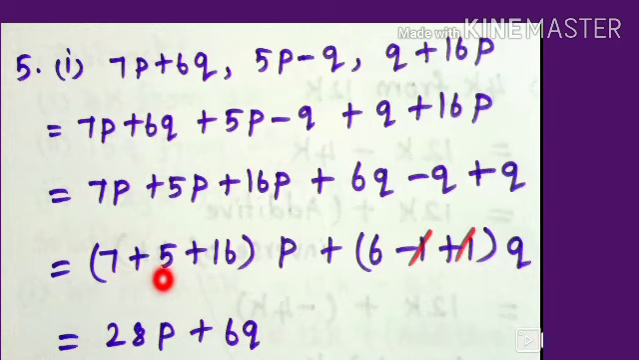So, that is 7 plus 5 plus 16 is 28p. And here 6 minus 1 plus 1. Plus 1 and minus 1 cancel out. So, here the remaining is 6, so 6q. So, the answer is 28p plus 6q.